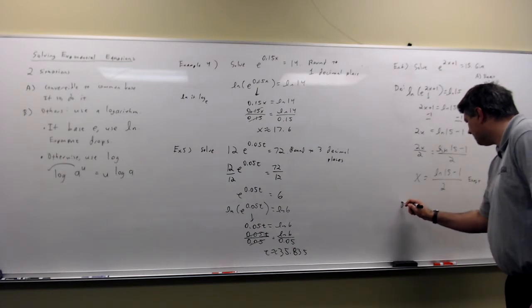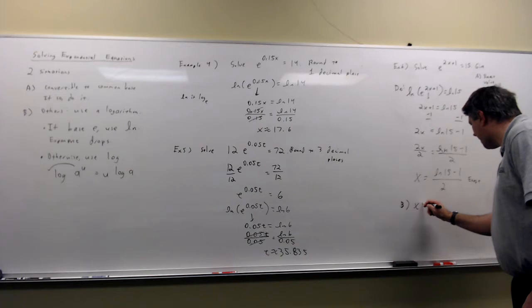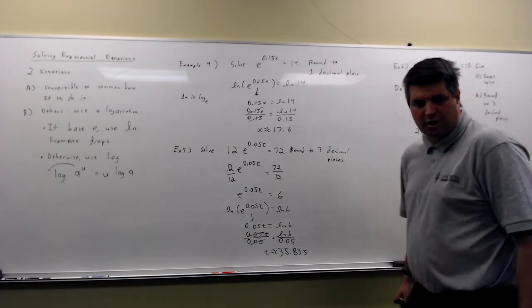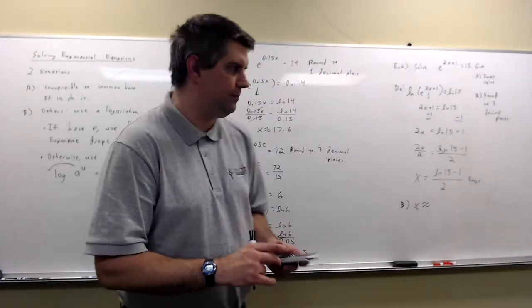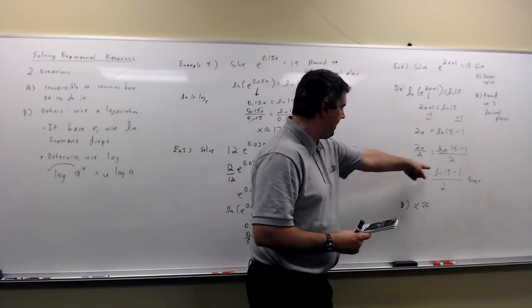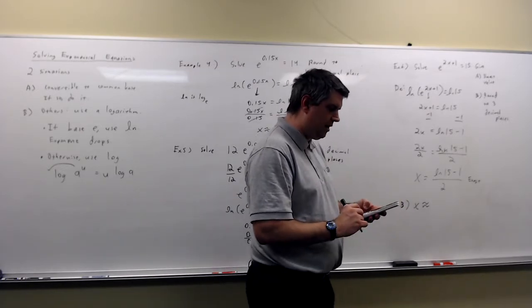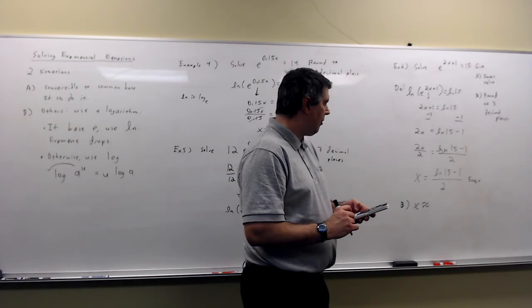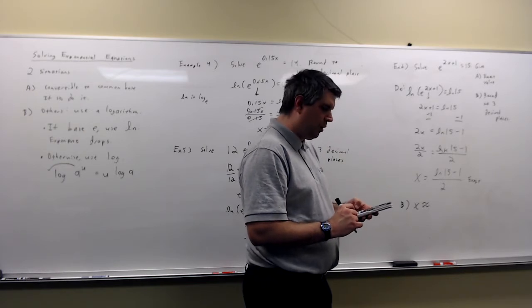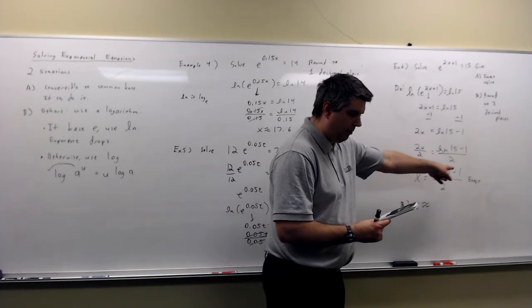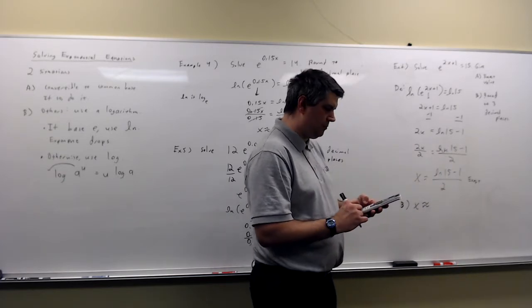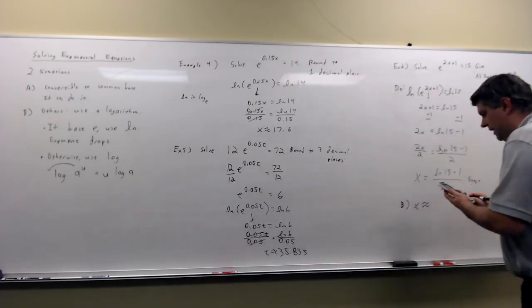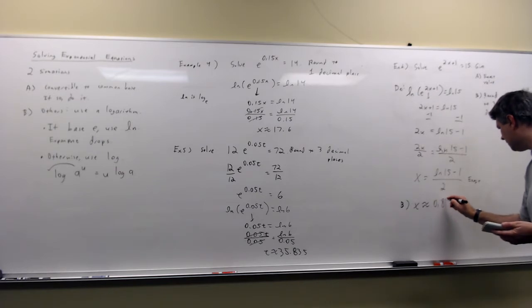Okay, B. x is approximately, so I'll take the natural log of 15, hit enter. I get 2.708... subtract 1, now it's 1.708..., then divide by 2. I get x is approximately 0.854.